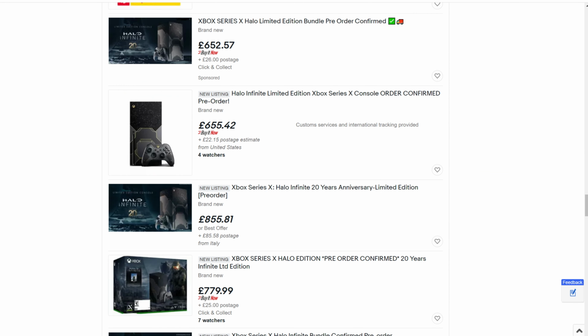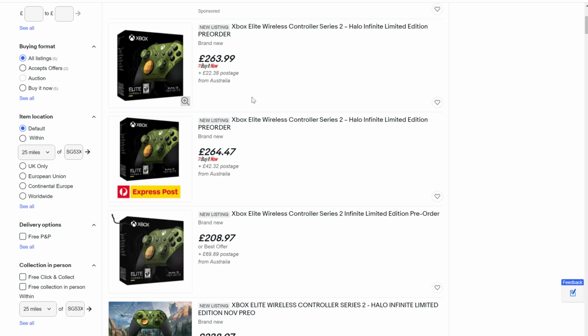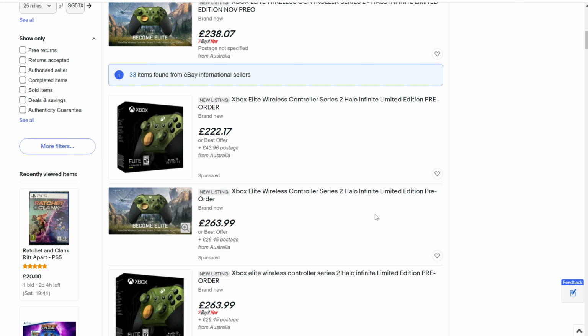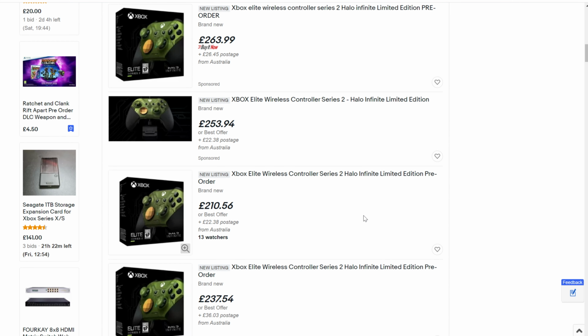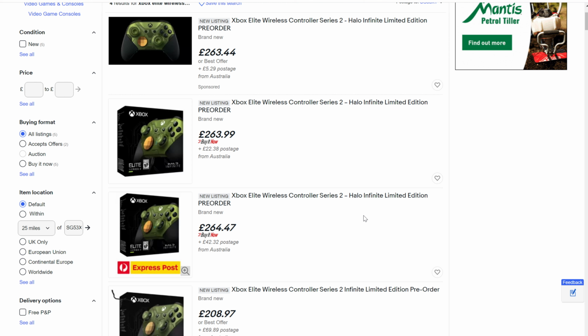And if we go into the actual page where I did a search for the actual controller itself, here we go again. Get rid of that. 263, 263, 264, 208, bargain. 238, 222. And again, these have been bought expressly for the purposes of selling them on. They're not interested in buying this. They haven't bought it. And as I said before, thought, oh, you know, I bought it. I fancied having one, but I'm not going to use it.